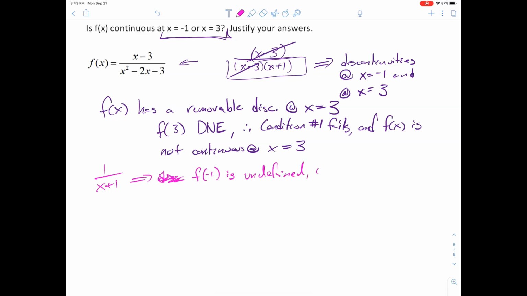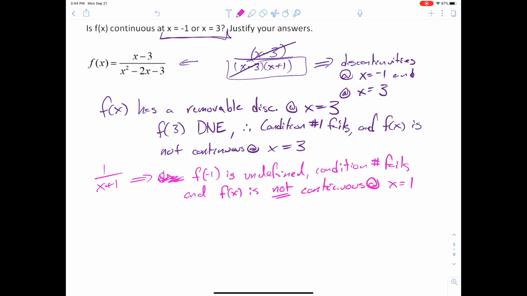That means condition 1 fails. And f of x is not continuous at x equals 1. Or is it 1 or negative 1? It's negative 1, sorry. There we go.